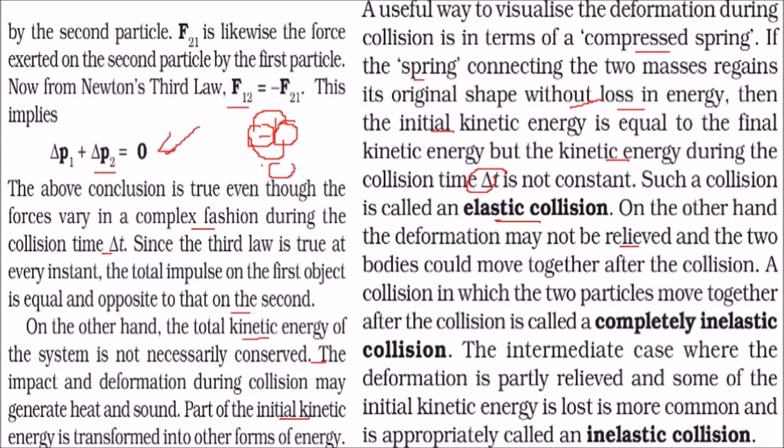That means two bodies striking or coming say head on, and they combine and now they are moving together after the collision. A collision in which the two particles move together after the collision, that means they are not going to go separately in different directions, but will together be a system and move forward, is called a completely inelastic collision. There is an intermediate case also, where the deformation is partly relieved and some of the initial kinetic energy is lost, in heat or some sound. This is more common and is known as an inelastic collision.